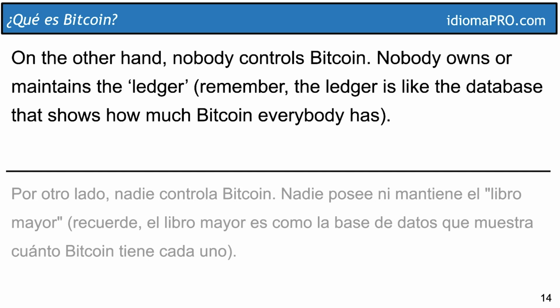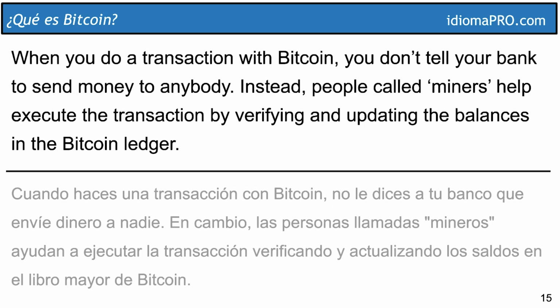On the other hand, nobody controls Bitcoin. Nobody owns or maintains the ledger. Remember, the ledger is like the database that shows how much Bitcoin everybody has. When you do a transaction with Bitcoin, you don't tell your bank to send money to anybody.